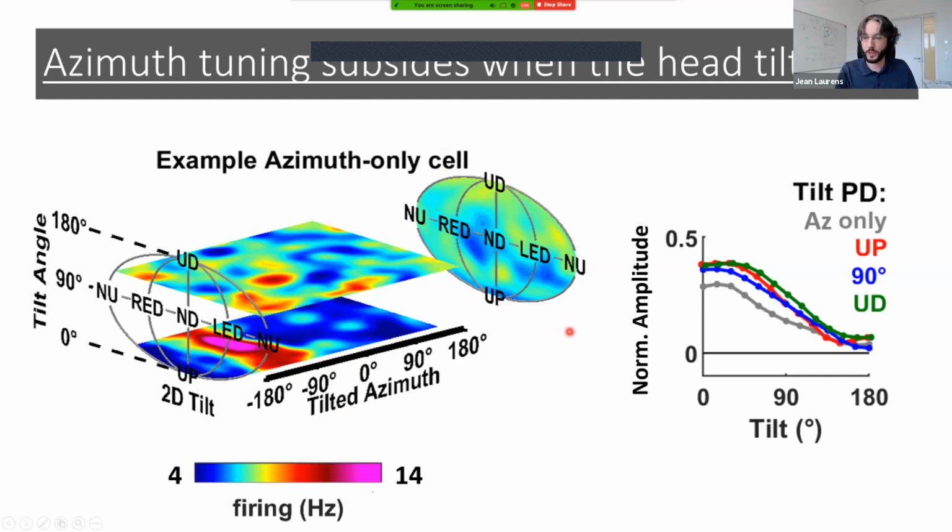And we found that this was the case in all of the cells, not only the ones that were tuned to azimuth only, but also the ones that were tuned to both tilt and azimuth, even when the tilt tuning curve of this cell was higher in upside down.